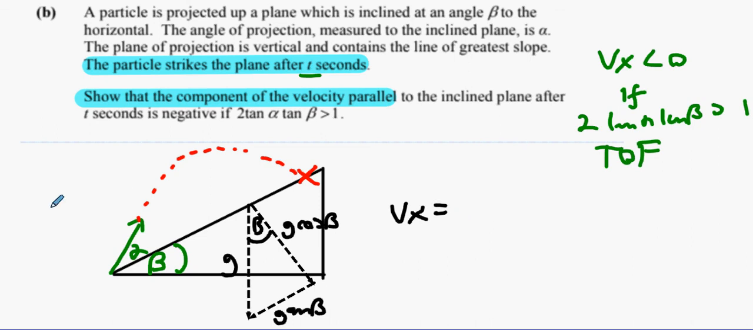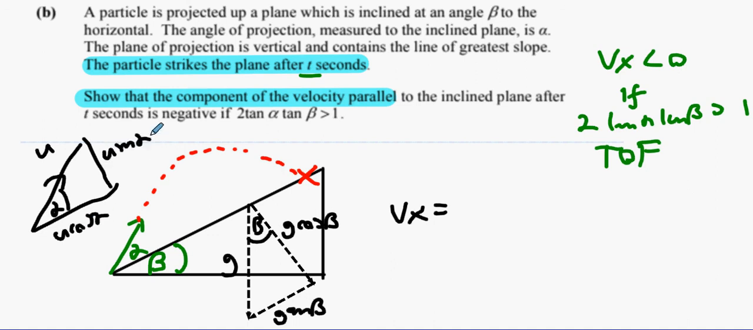So I still haven't done that yet though. I'll do it over here. Your alpha, your u cos alpha, and you are u sine alpha. U cos alpha parallel to the plane, u sine alpha going upwards perpendicular to the plane. Any questions so far? Good, sure. Okay.